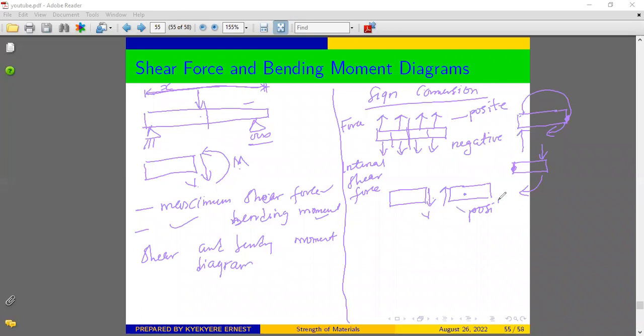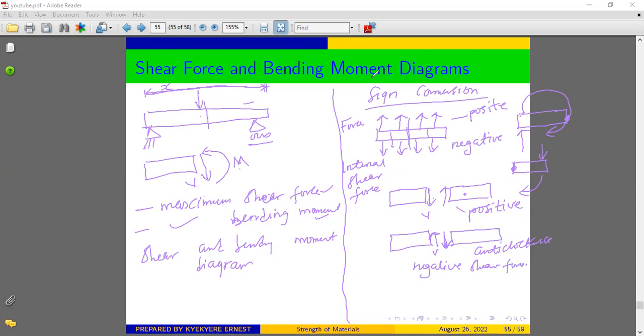The opposite is true. When the pair is causing anti-clockwise rotation, then it is going to be negative. So if this is acting upwards like this, and this is acting downwards, it is going to cause anti-clockwise rotation. And therefore, if this side is up and this side is down, it is a negative shear force.